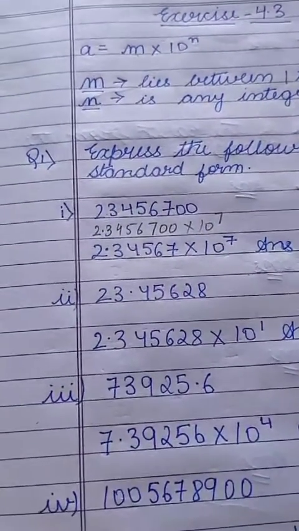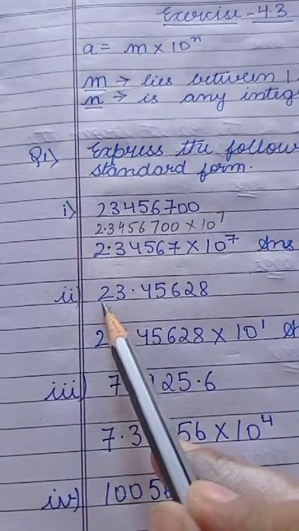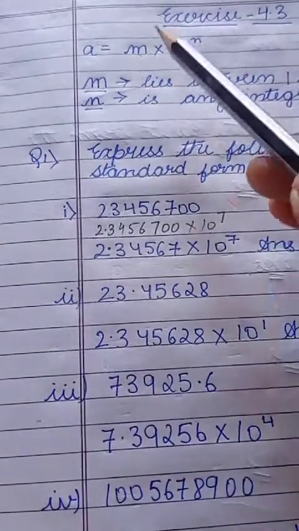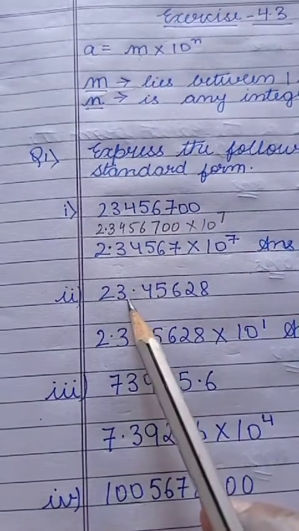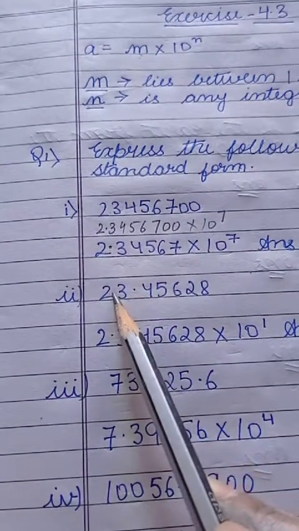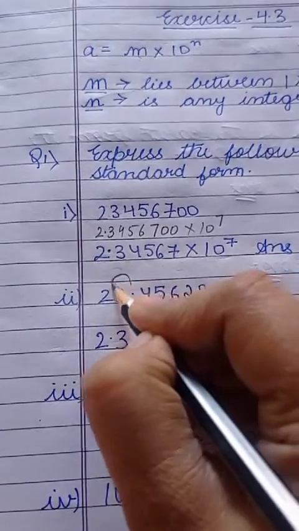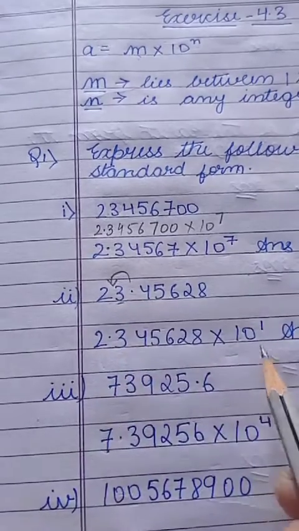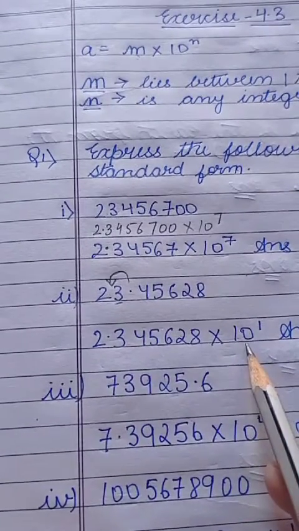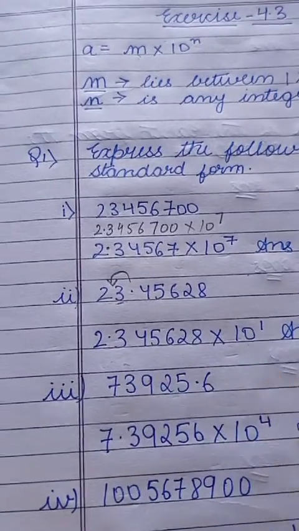Now, come to the next question. You can see here, right now decimal is here and it is 23, which is not in our range because m should be between 1 to 10. So, just to satisfy that, we will shift the decimal here. Earlier, decimal was here and we need to shift it here. How many digits you will shift? 1 digit only. So, it needs to be multiplied with 10 power 1. This is your answer. Now, everything is satisfied.